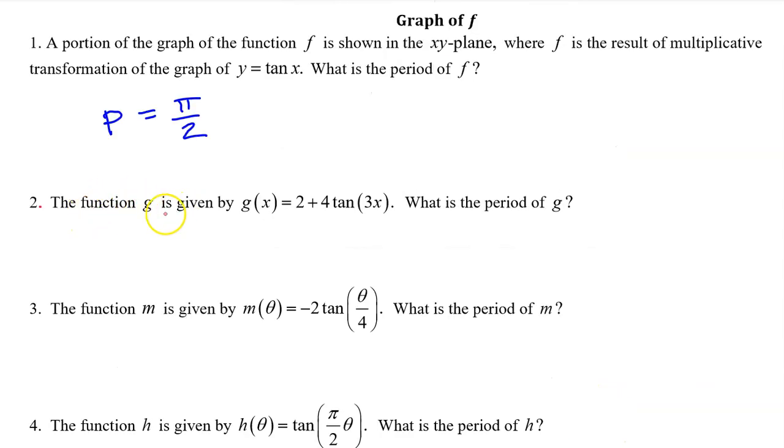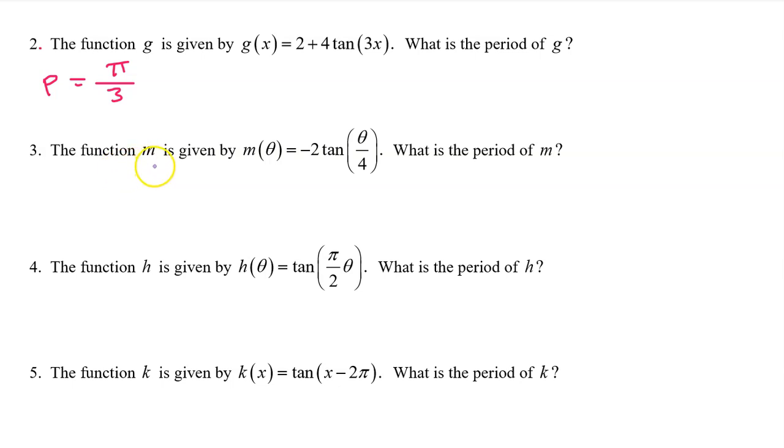Number 2. The function g is given by g of x equals 2 plus 4 times the tangent of 3x. What is the period of g? We have learned that the period of a tangent function is always pi divided by the b value. And in this case, the b value is 3. So that's it. The period is pi over 3.